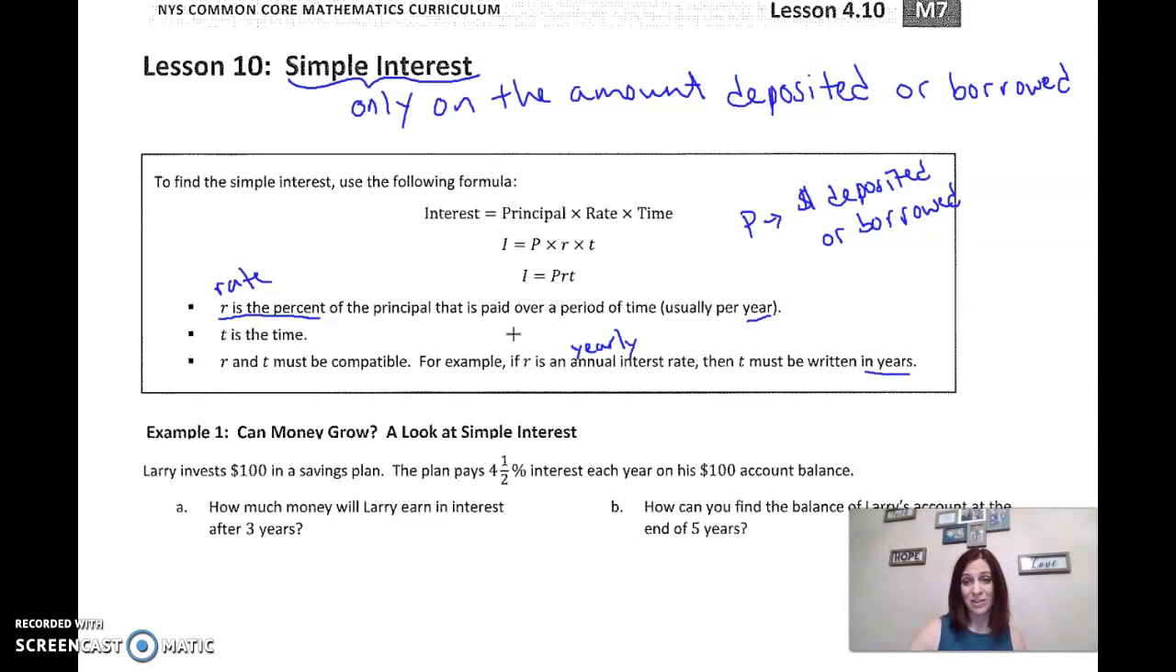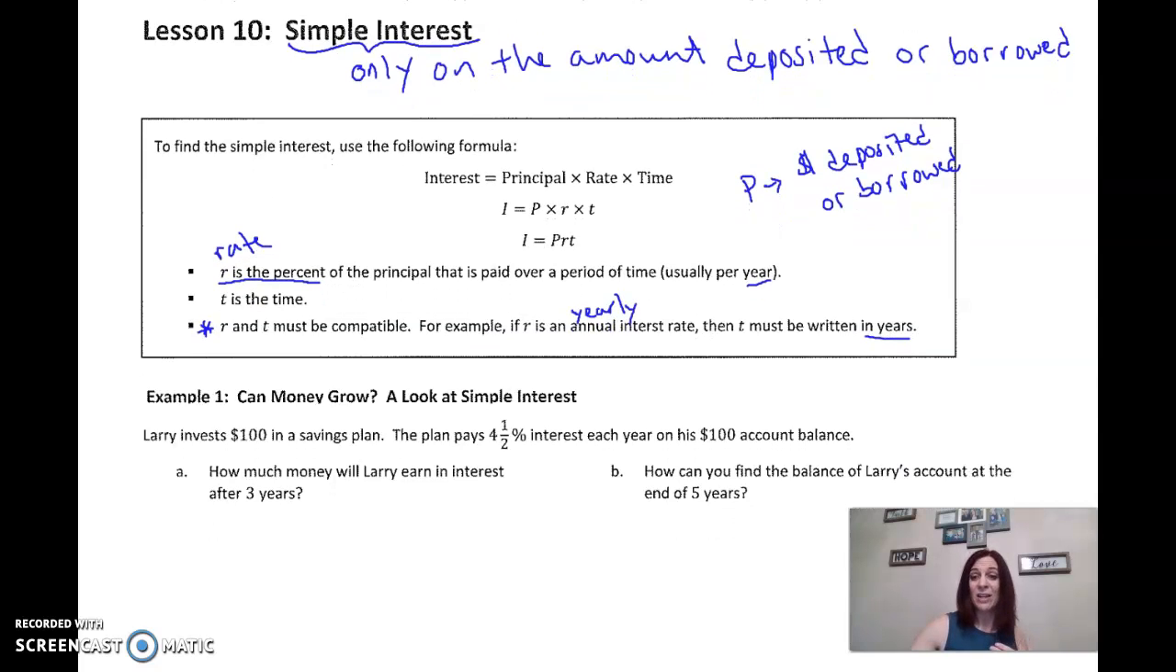And you're going to have to pay attention to that because, as you're going to see in some example problems here, or at least in your homework, they might give you months. And if it says it's an annual interest rate and they give it to you in months, you've got to change those months to a year. If it says it was a monthly interest rate, then you can leave it in months. Okay, so that's what it means that they must be compatible. So P is the amount of money that we're going to deposit or borrow. R is the rate as a percent, which we're going to turn into a decimal. And T is the time, usually years. Okay, so that gives us our interest.